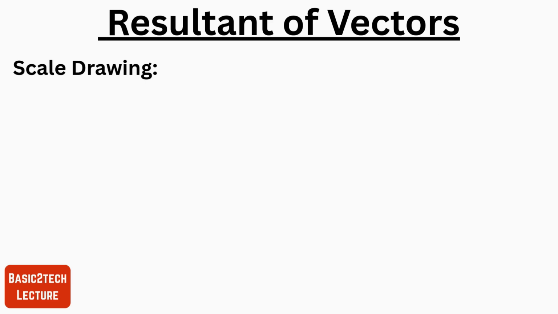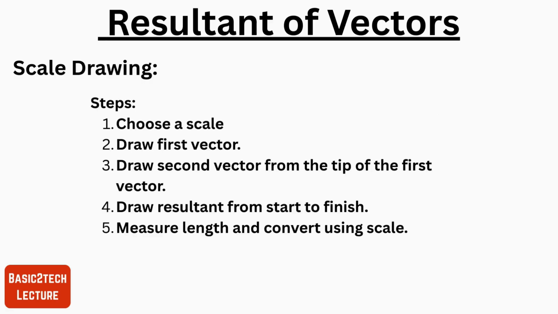And the method we use for scale drawing is: step 1, we choose a scale. Step 2, you draw the first vector. Step 3, you draw the second vector from the tip of the first vector. Step 4, you draw the resultant vector from the tail of the first vector to the tip of the last vector. Then you measure the length of that vector and you convert using the scale.